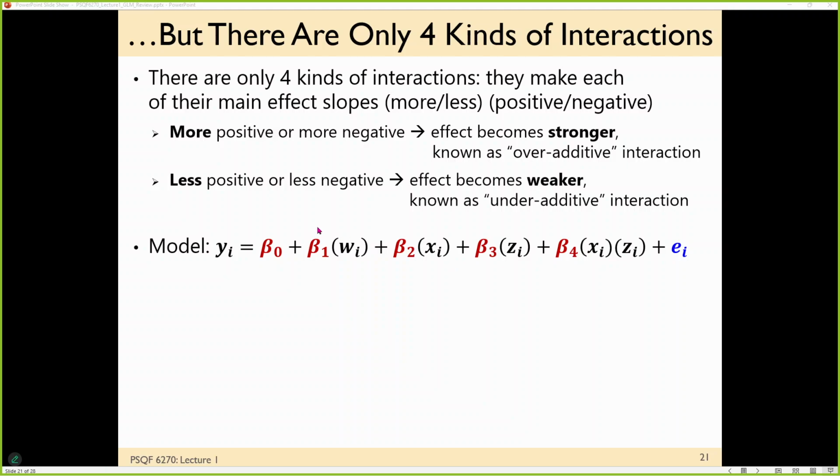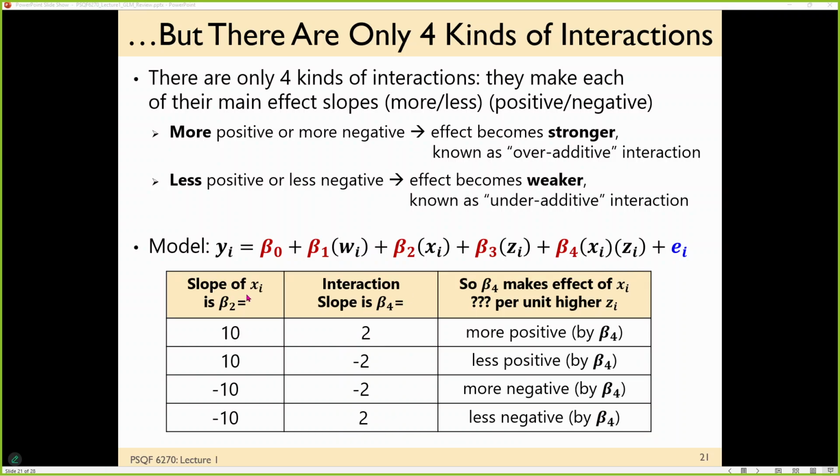So more concretely, here's my model. Let's say that I care about the slope of x as the focal effect, and I'm thinking of z as the moderator. So let's say then beta 2 is 10. I would say, as x increases by 1, y increases by 10, if z is 0. If the interaction slope beta 4 were a positive 2, then the slope of x, beta 2, as the unit of the sentence that's being moderated, becomes more positive by 2 for each additional unit of z.